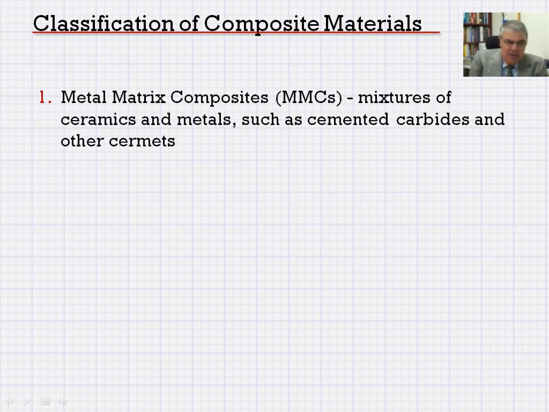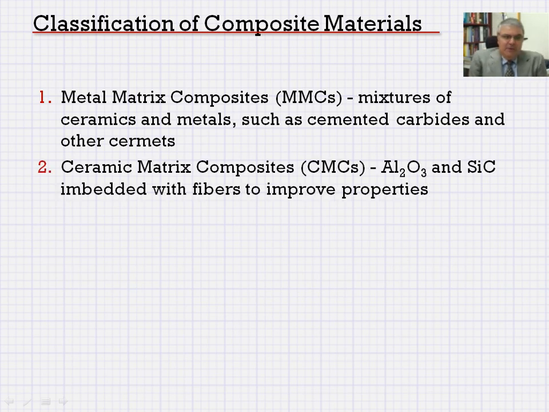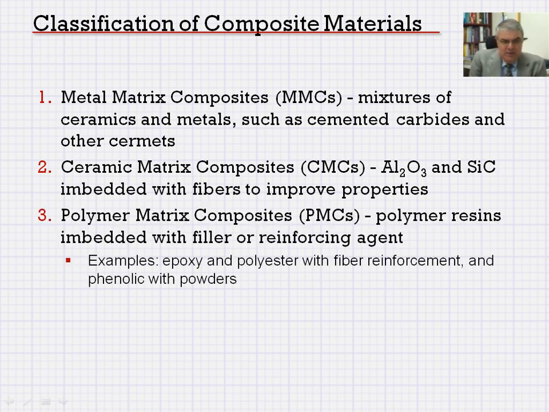There are different types of matrix composites. One is MMCs, or metal matrix composites. These are mixtures of ceramics and, in most cases, metals, and examples are cemented carbides and other types. Then there are ceramic matrix composites, CMCs, an example is Al2O3, and these would be embedded with fibers to improve the properties.